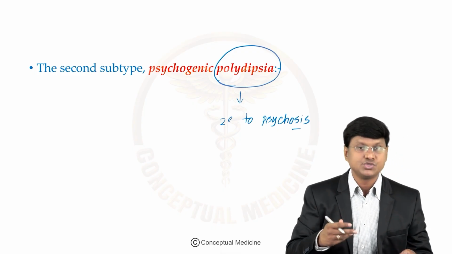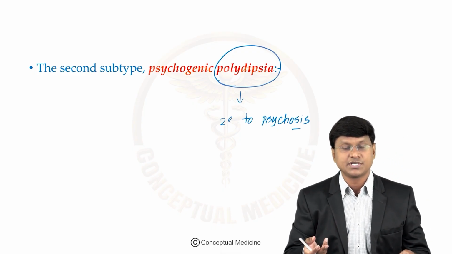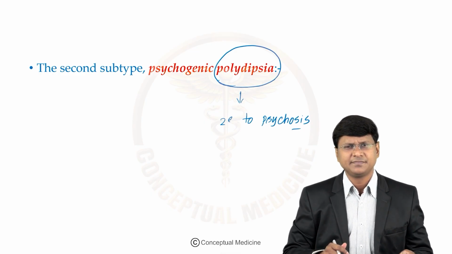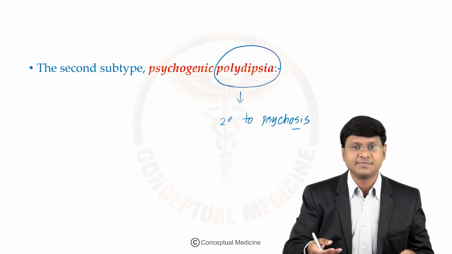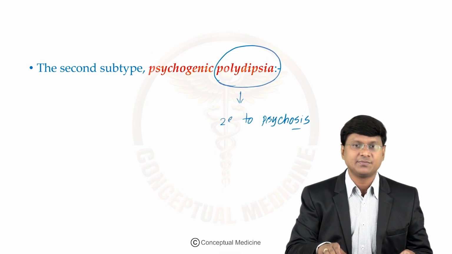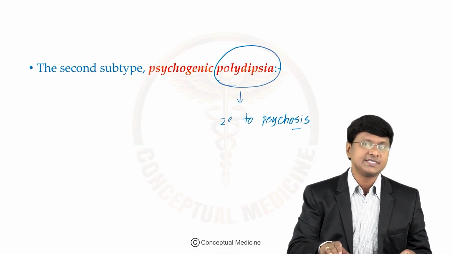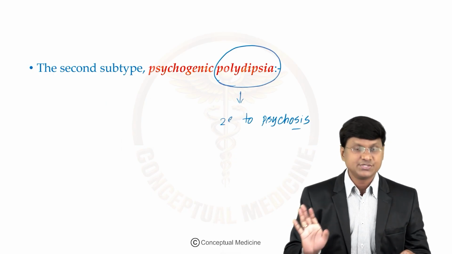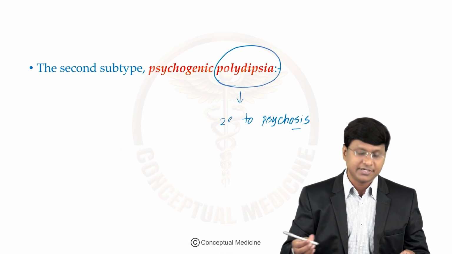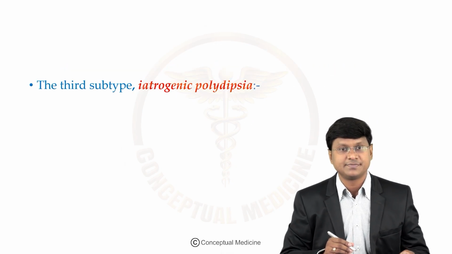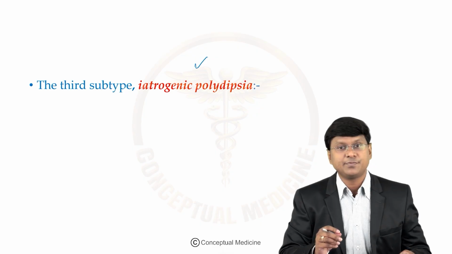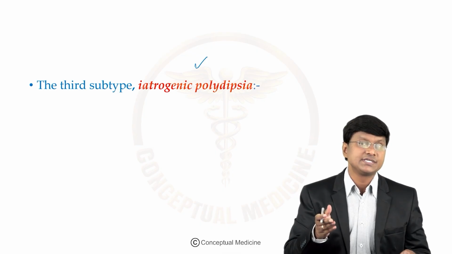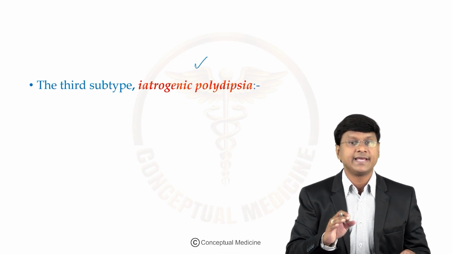So when the individual is consuming excess amount of water because of some psychological problem or because of some obsessive compulsive disorder, what will happen? Very simple. When there is more polydipsia, there will be decrease in serum osmolality. When there is decrease in serum osmolality, there will be decrease in your arginine vasopressin secretion. That is your second subtype. And the third important subtype is your iatrogenic polydipsia. See, iatrogenic polydipsia results from recommendations to increase the fluid intake from its presumed health benefits.